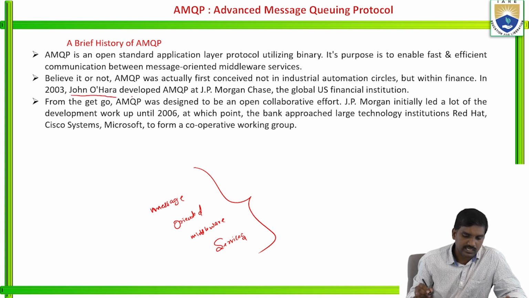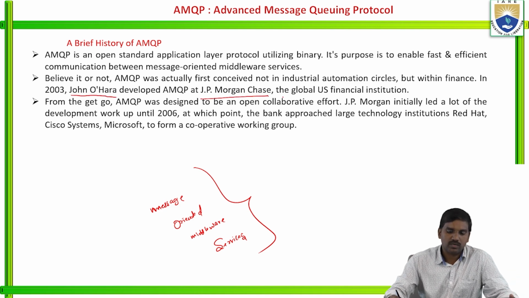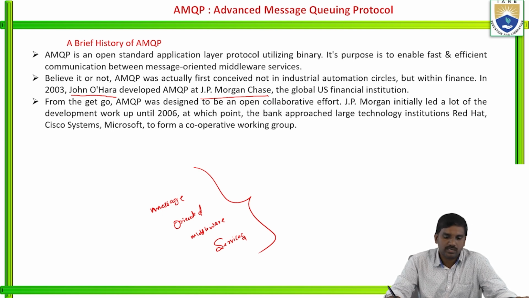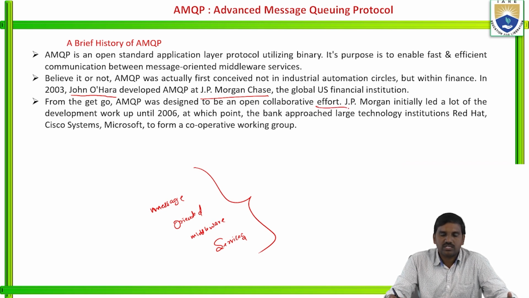John O'Hara developed AMQP at JP Morgan Chase, the global US financial institution. So it was not first developed in a network company; it was developed through financial institutions only. From the get-go, AMQP was designed to be an open collaborative effort. JP Morgan initially led a lot of the development work until 2006.